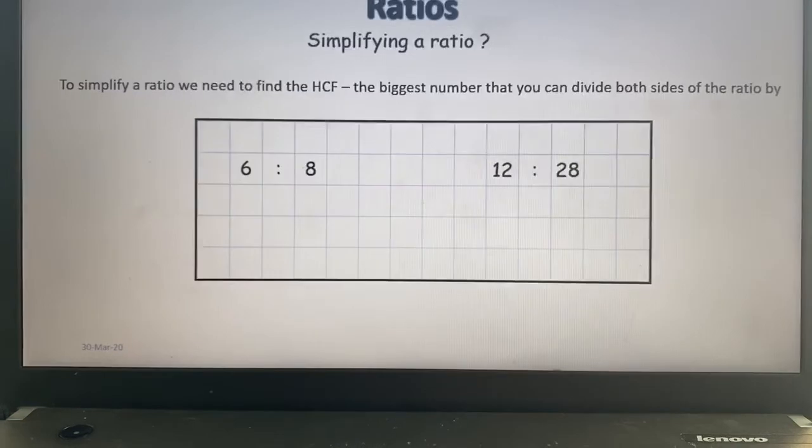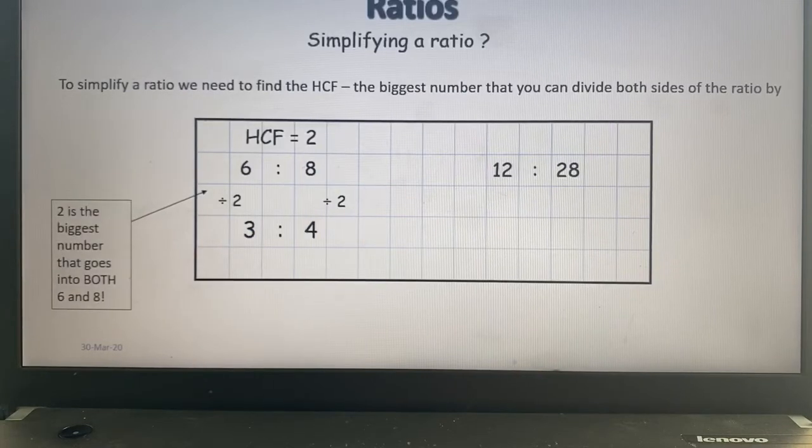What we need to be able to do is work with ratios. So we can simplify ratios, and to simplify ratios, we use the same process that we use when we simplify fractions. In other words, we have to think about finding a highest common factor. The biggest number that you can divide both sides of the ratio by, the biggest number that goes into, for instance, this first one, 6 and 8. So the biggest number that 6 and 8 can both be divided by is 2. So if we divide each side by 2, we get 6 divided by 2, which is 3, and 8 divided by 2, which is 4.